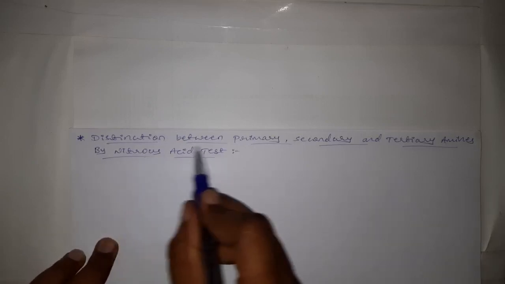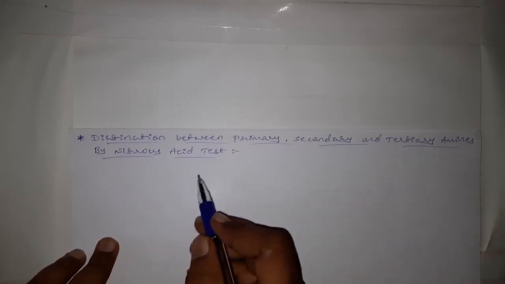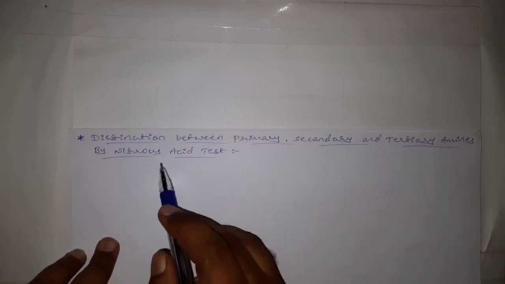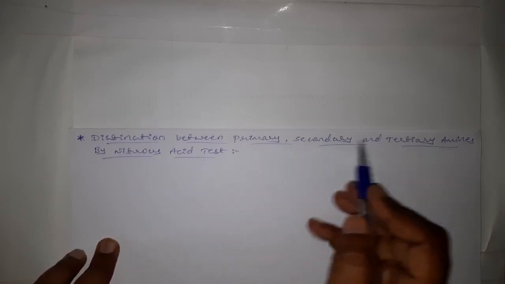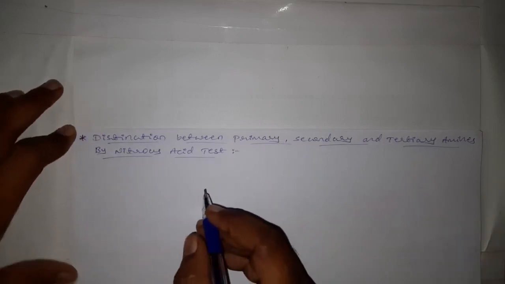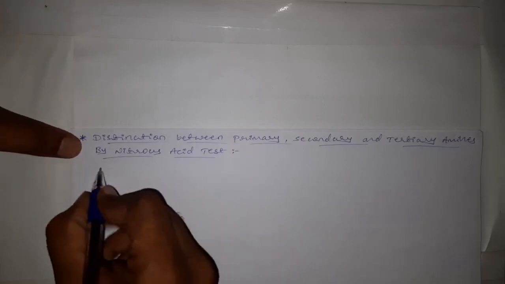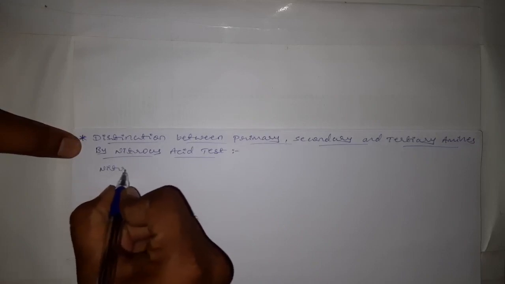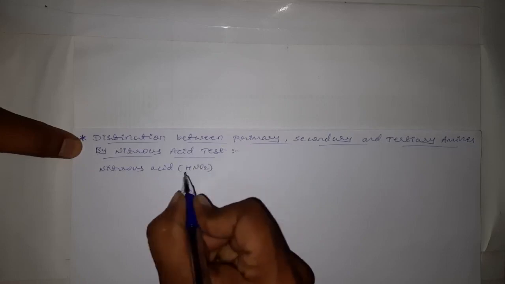Hello students, in this class we are going to discuss the distinction between primary, secondary and tertiary amines by the nitrous acid test. By using this nitrous acid test we can easily distinguish between primary, secondary and tertiary amines. And before discussing this nitrous acid test, first we have to know what this nitrous acid is. This nitrous acid has the formula HNO2.